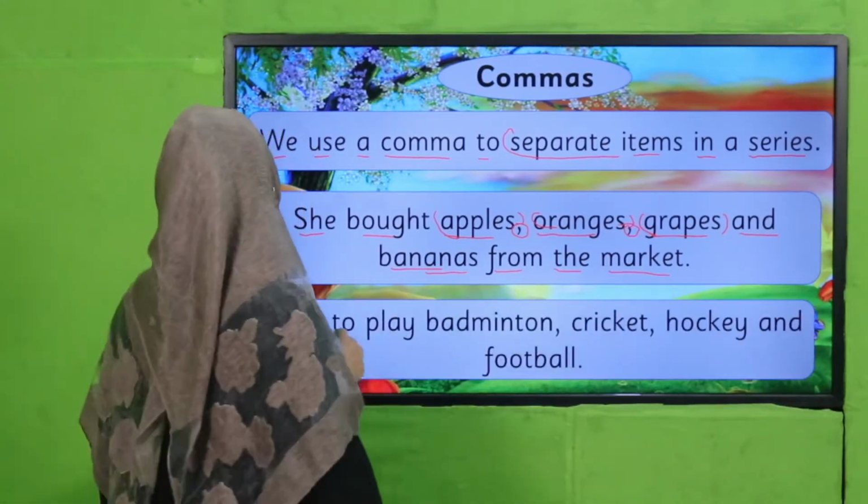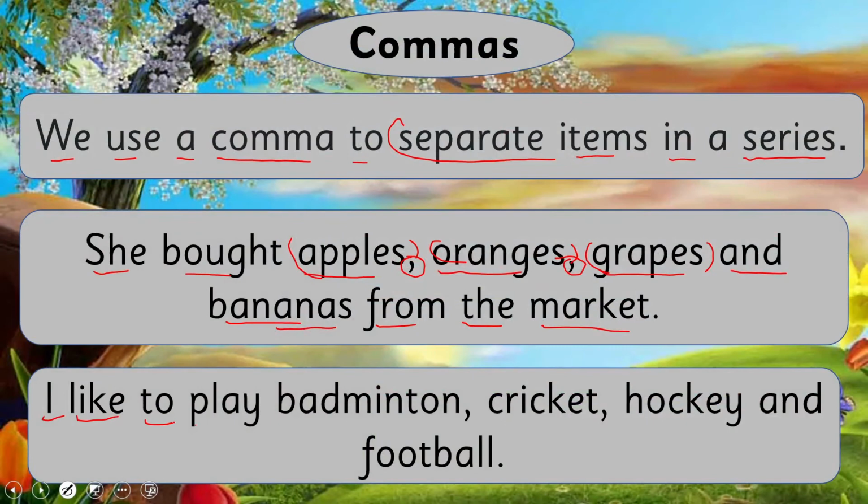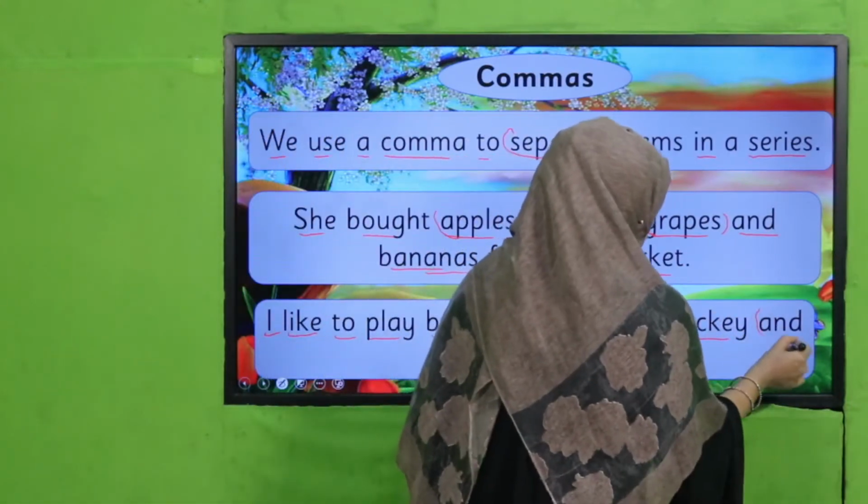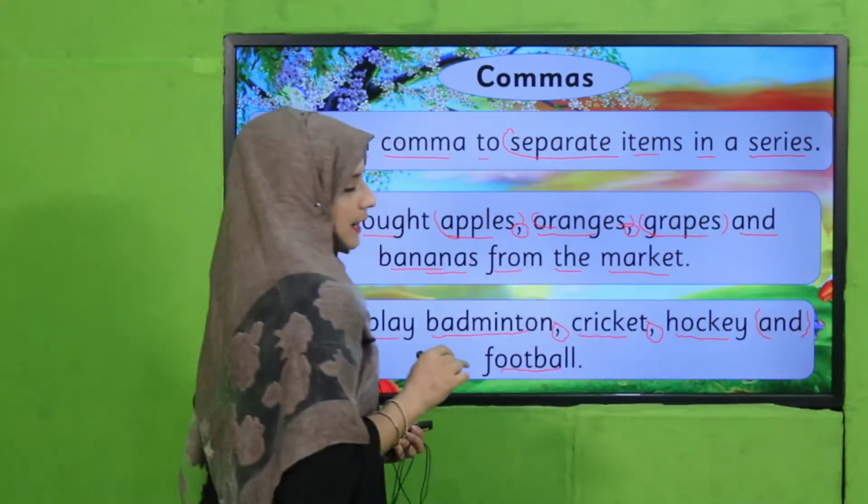And the next example is there. I like to play badminton, cricket, hockey and football. Different games are there. So we have already divided it by the use of comma. And at the end, for the last item, we always write and.